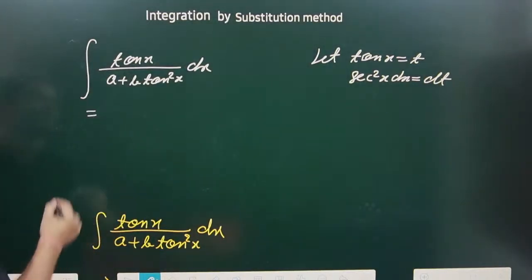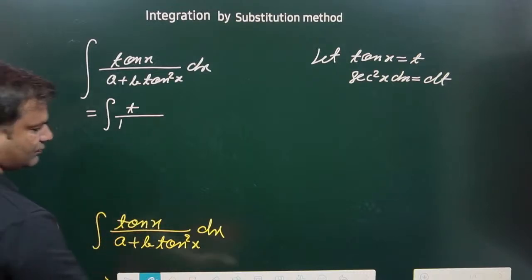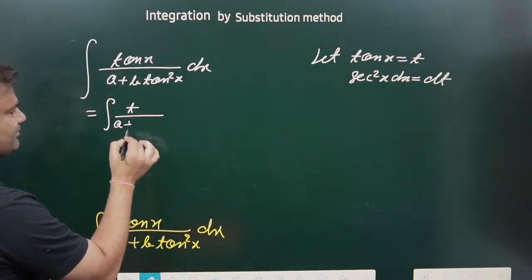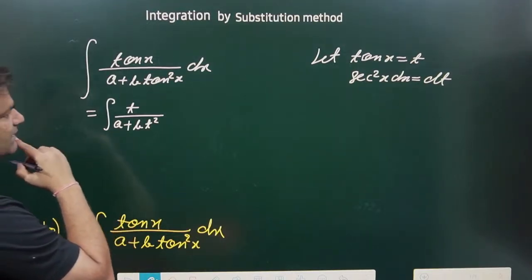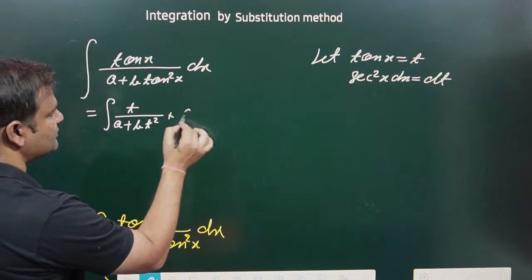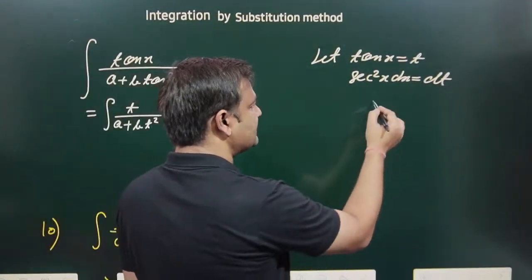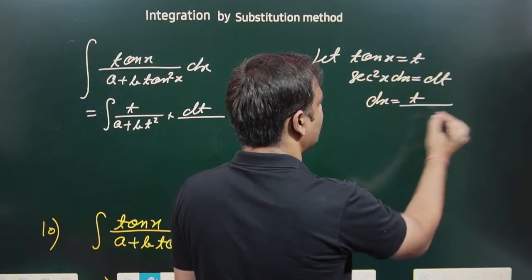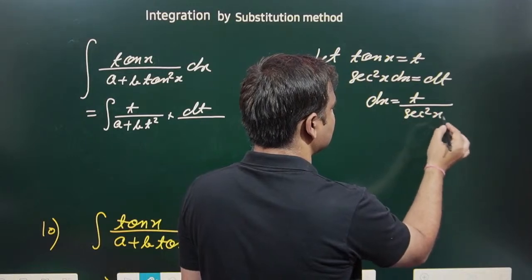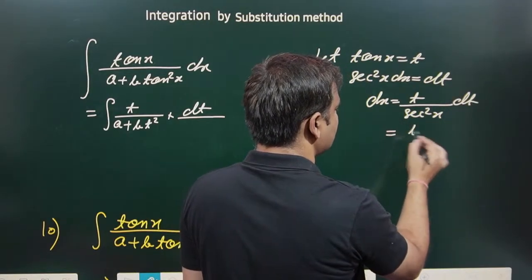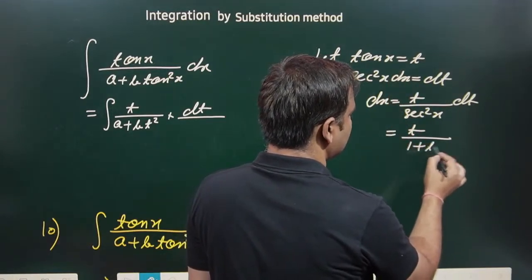After that, here t upon a plus b into t square, and dx is replaced by dt upon sec square x. So dx is replaced by dt upon sec square x, which basically is t upon 1 plus t square dt.